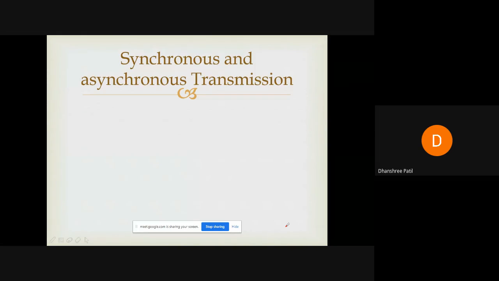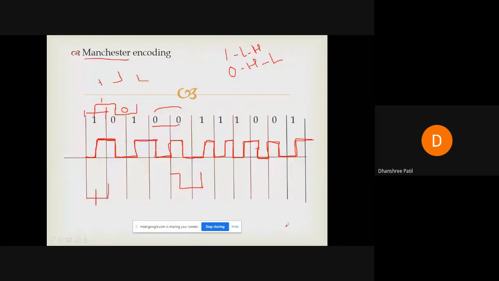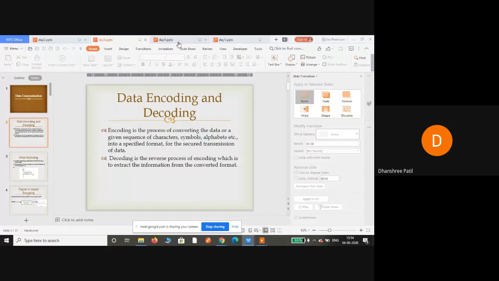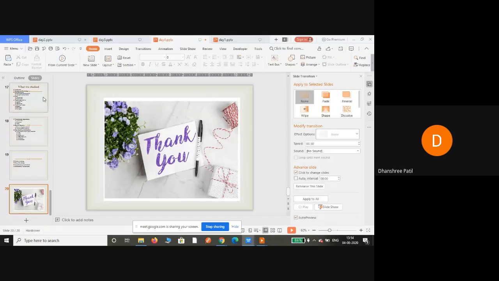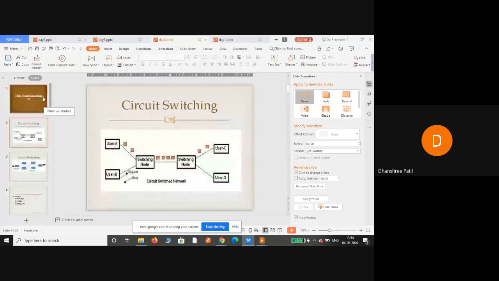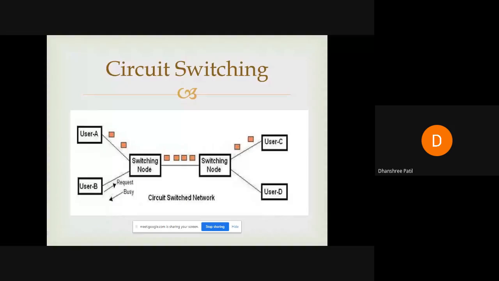Okay, so this was the part which we have seen in the first chapter. So only 2 points are remaining from the first chapter. So let me open that. This one. So circuit switching and packet switching.